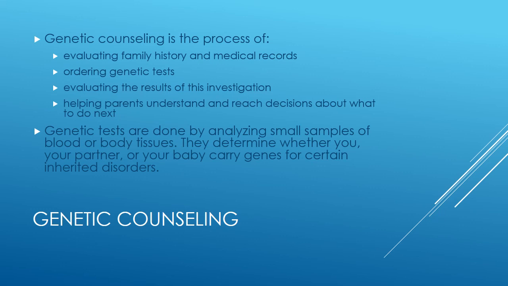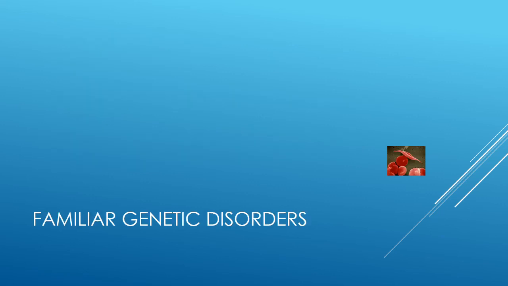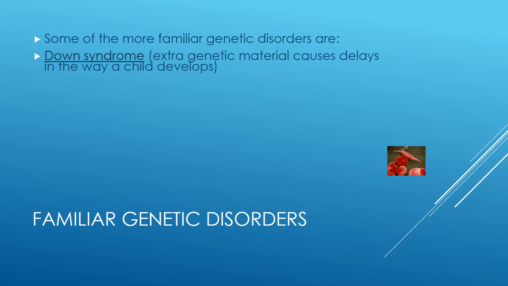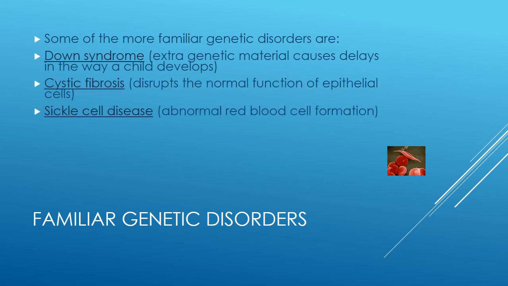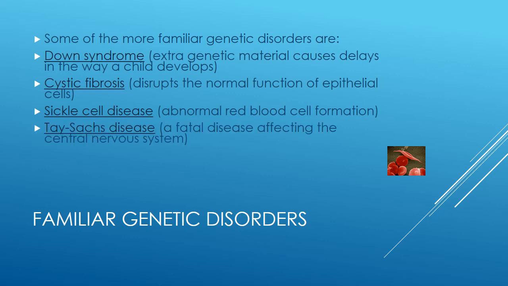You do it basically by analyzing small samples of blood or body tissues, and then you can determine whether you're carrying certain genetic alleles for inherited disorders that could be bad for your children. Some familiar genetic disorders, or some that maybe aren't that familiar, are Down syndrome, cystic fibrosis, sickle cell disease, and your book's going to talk about sickle cell disease actually, and we'll do some stuff on that Friday, or the next day. Tay-Sachs disease, spina bifida. If you want more information about any of these, feel free to research and look on your own, you guys. There's a lot out there.